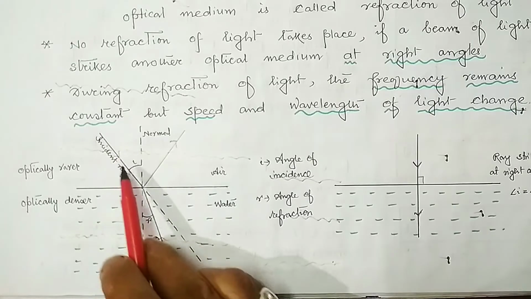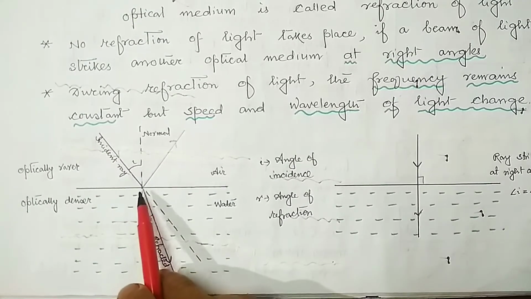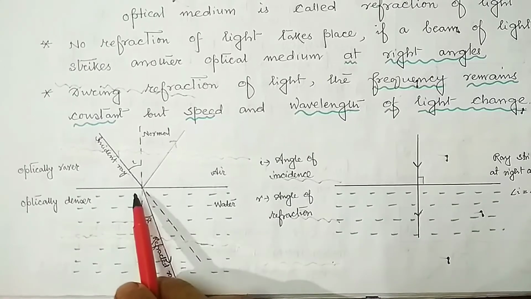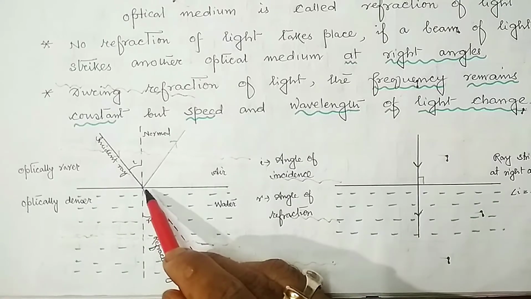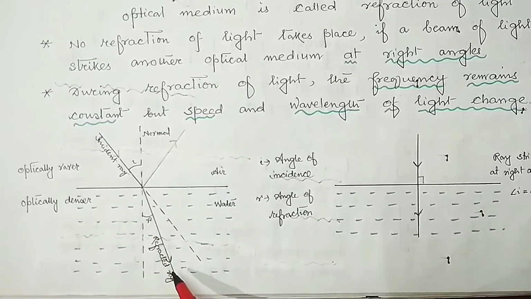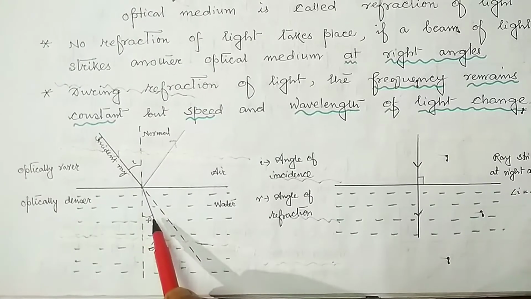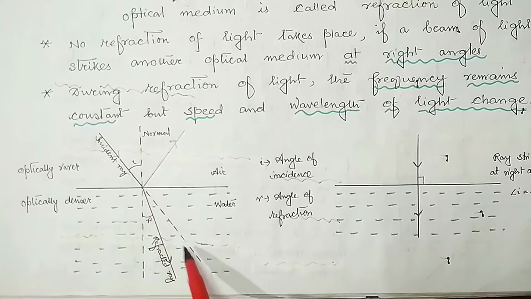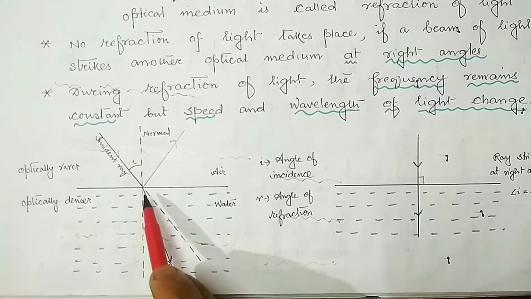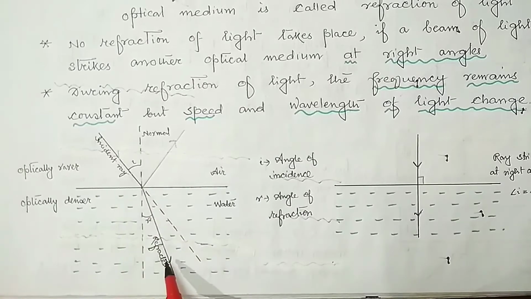Suppose this is a ray which is striking the boundary separating two media, then this ray is called the incident ray. When this type of ray strikes the surface, a part of it is reflected and a part of it is refracted. After striking, this ray will change its direction. As you can see, it is supposed to go this way, but now it is going this way. This ray is called the refracted ray. So this one is the incident ray, this one is the refracted ray.